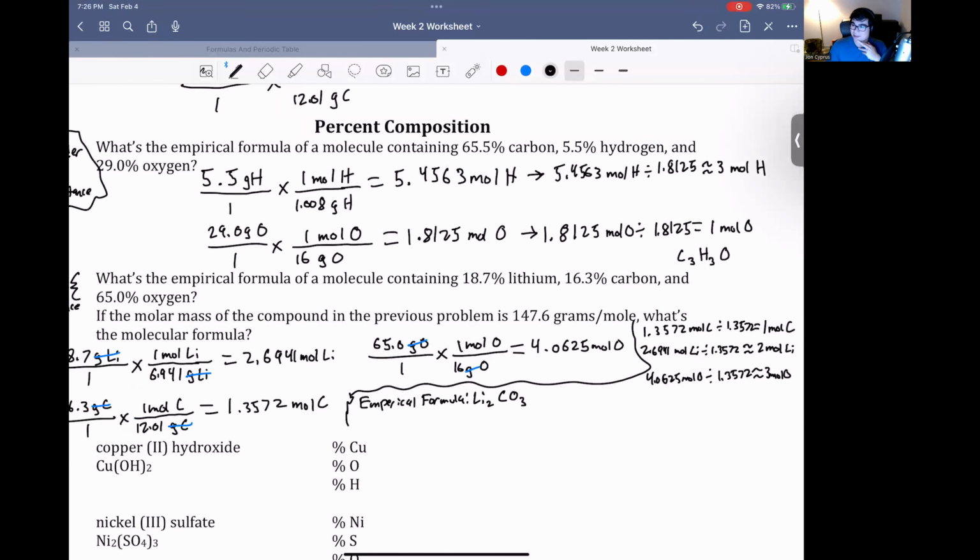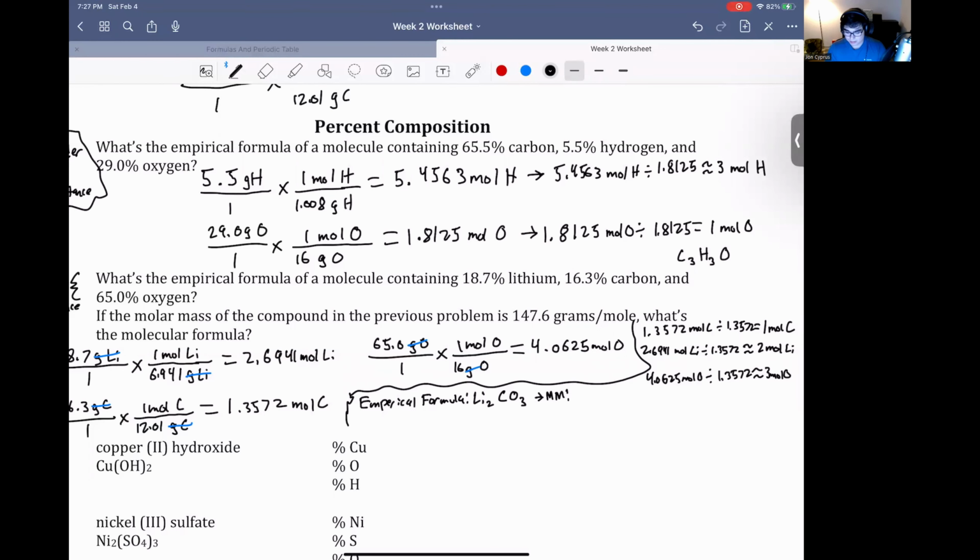So the first one asks for the empirical formula. The next asks for the molecular formula. So this is the answer to the first part. Now we're trying to find the molecular formula here. They give us the molar mass, right? They say that the actual molar mass is 147.6 grams per mole. So the empirical formula has a molar mass of what? Let's check that. We want to see how many times bigger the molecular formula is than the empirical formula. And then we're just going to essentially multiply everything by that number.